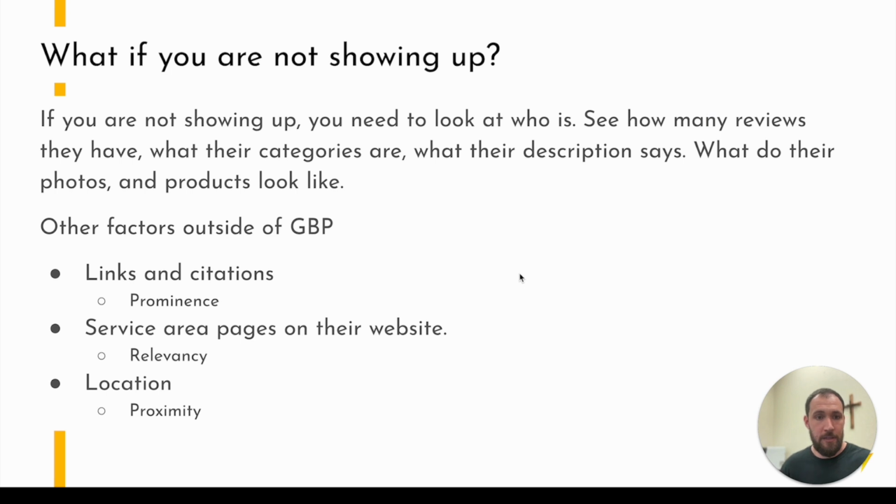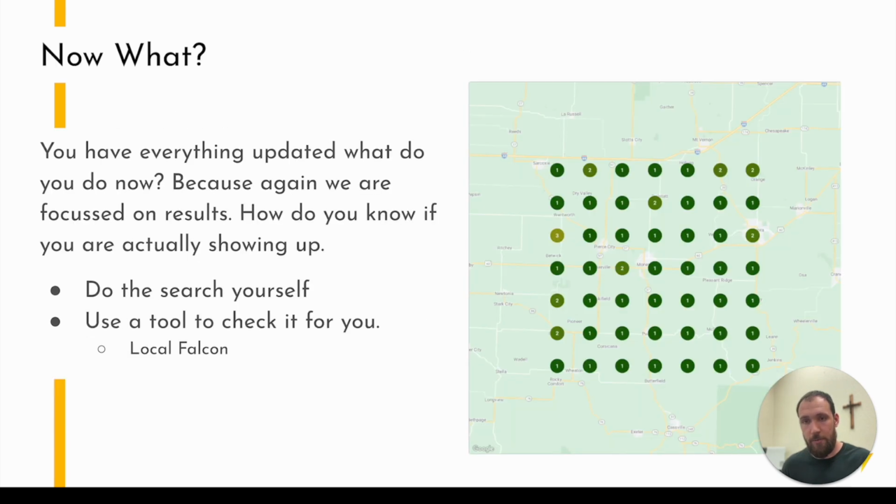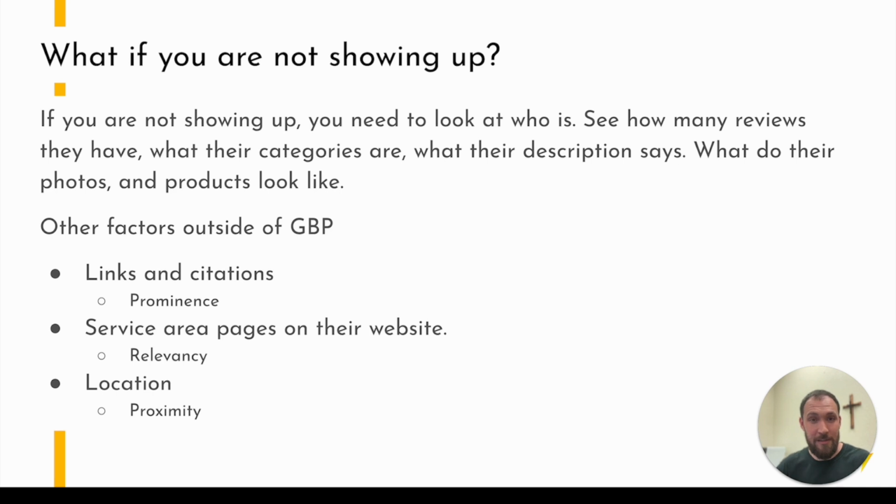Yeah. So what if you're not showing up? What if that Local Falcon ranking, so it showed up all green, that's good. What if it shows up red? That means you're not ranking in the top 3. You need to look at who is. That's my first thought. Look at who is showing up first. Check to see how many reviews they have. If they've got hundreds more reviews, you know where you need to be. You've got to get those reviews up.